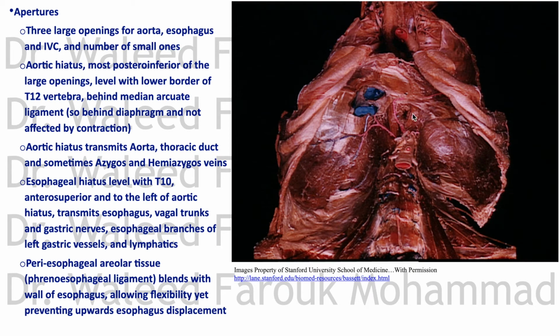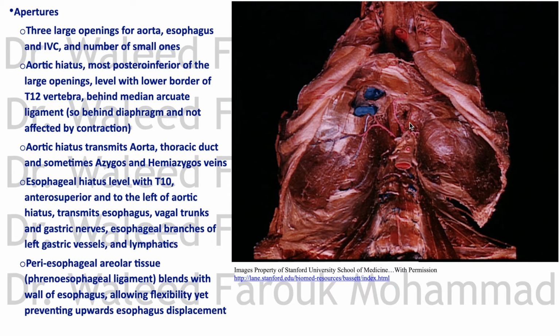The esophageal opening is not in the central tendon, and the aortic opening actually is behind the diaphragm. And the other point is there's fascia around the esophagus that keeps the esophagus protected from the surrounding diaphragm, allowing flexibility but preventing upward displacement of the esophagus.